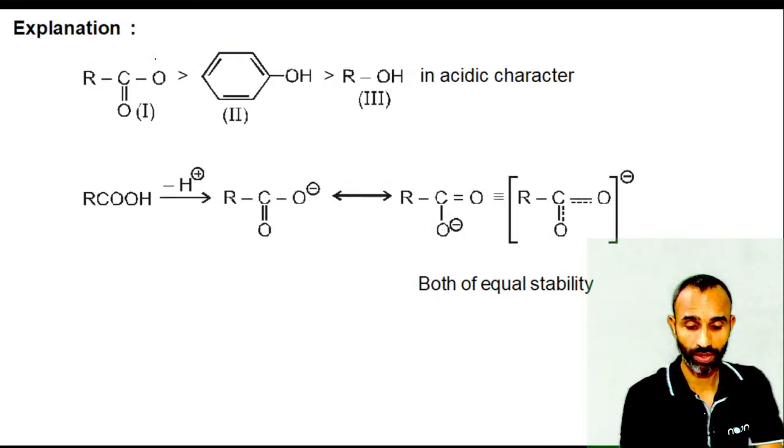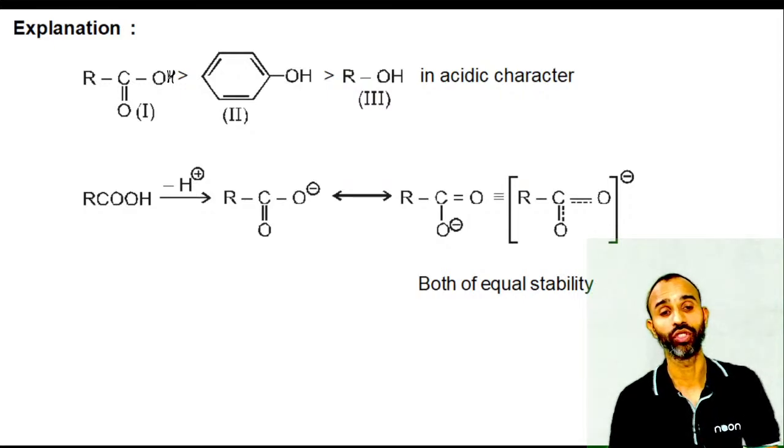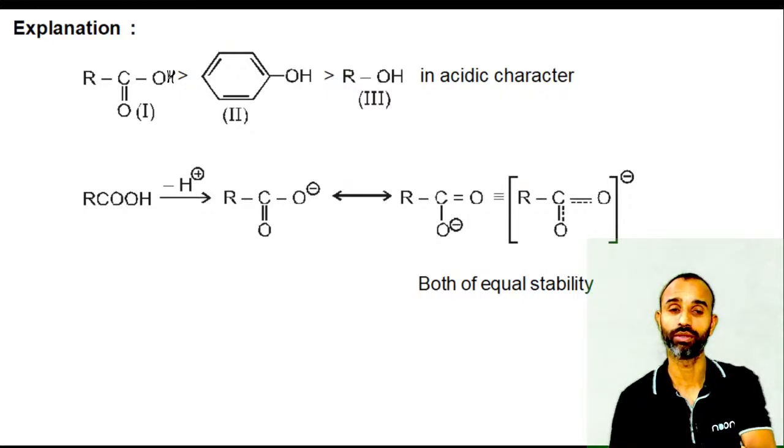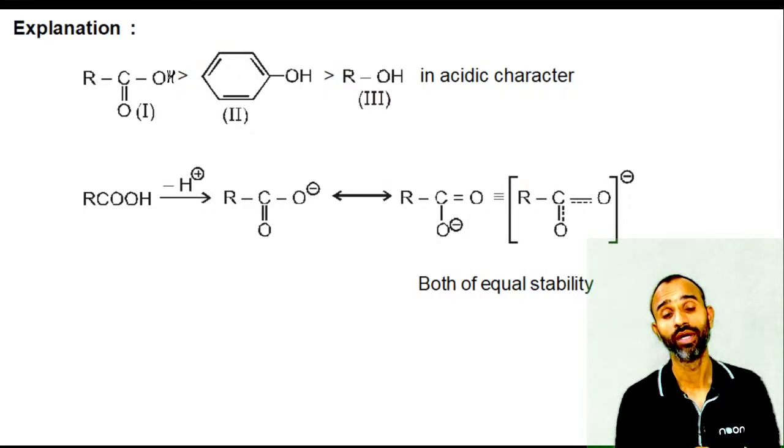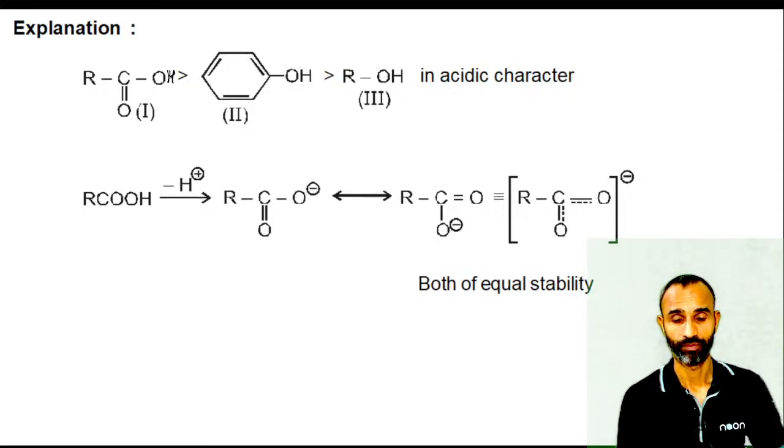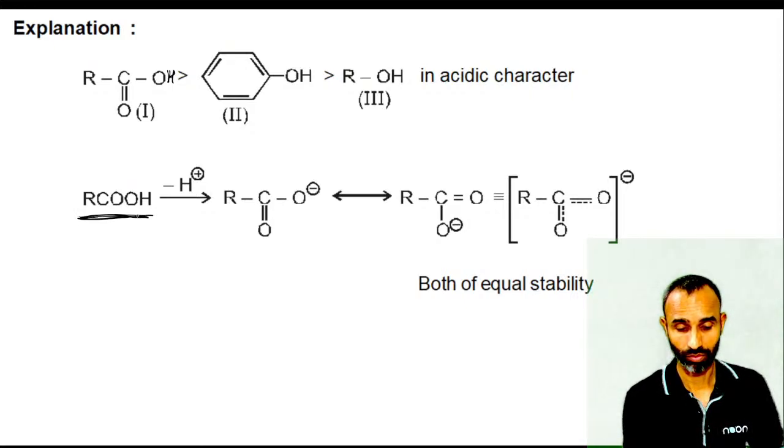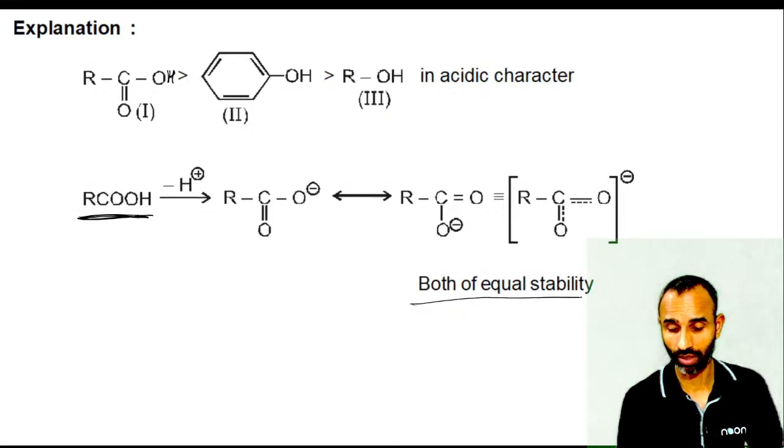The explanation is simple. This one is more stable. Carboxylic acid is more acidic than phenol, which in turn is more acidic than alcohol, because in carboxylic acid both the carboxylate oxygens are equally stable.